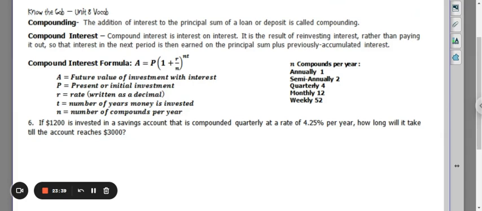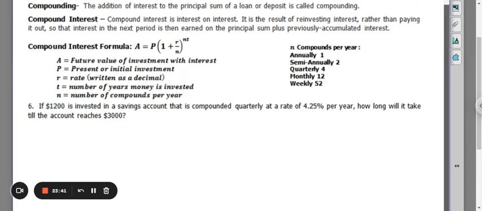So, first thing we do, we know the formula we're using. So identifying all of our pieces. If 1,200 is invested in a savings account, so that's how much we initially put in. It's compounded quarterly, so n is 4. Our rate is still changed to a decimal. How long will it take the account to reach 3,000?